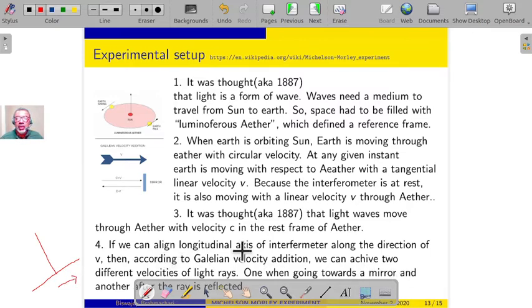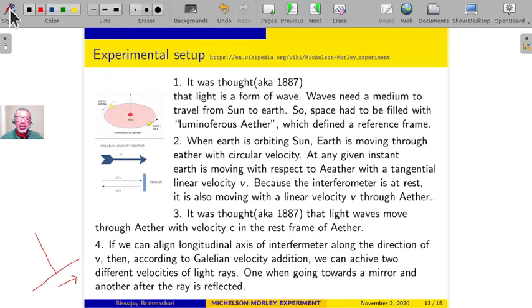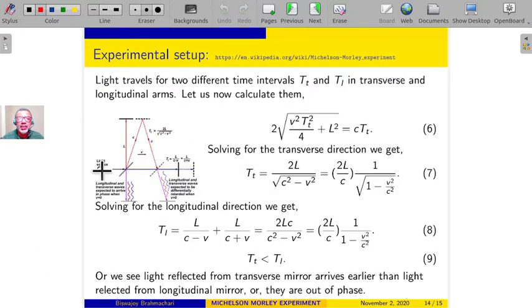We can align the longitudinal axis of the interferometer along the direction of V. Then we can apply Galilean transformation. So we can achieve two different velocities of light rays. One when going towards a mirror and another when it is reflected. This diagram here is the longitudinal axis. Along this is the direction of V and this is one axis. This is the transverse axis. This is the longitudinal axis.